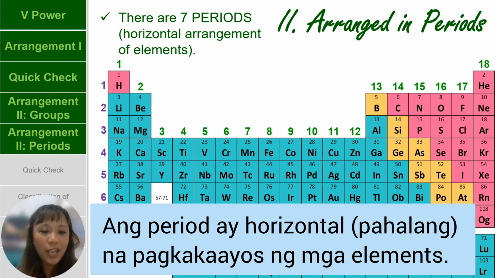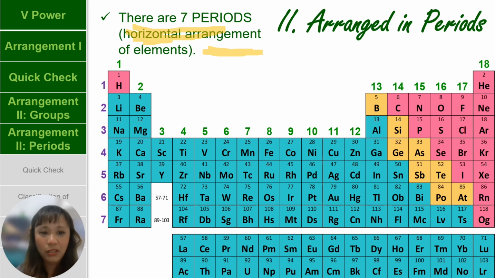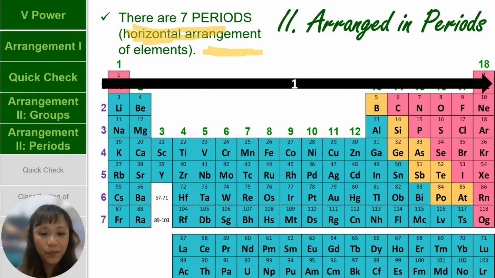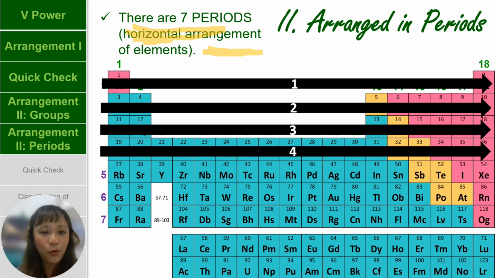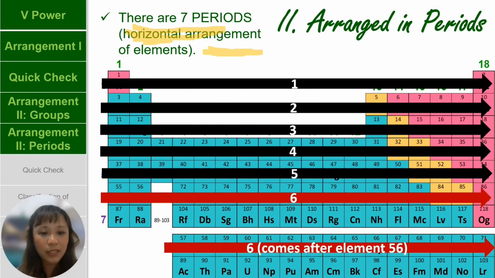Periods, on the other hand, is the horizontal arrangement of elements. When we say horizontal, ano gani? Sideways or pahigda. Let me show you. This is period 1, then period 2, period 3, 4, 5, 6. So, di ba kita nyo, pareha sila red color?